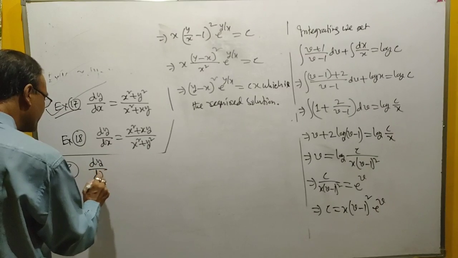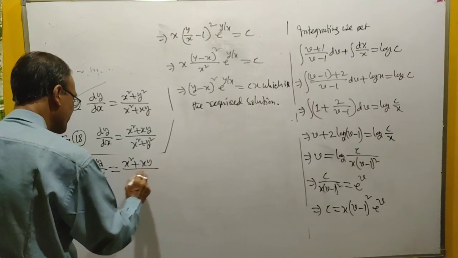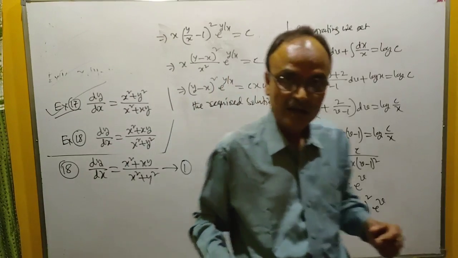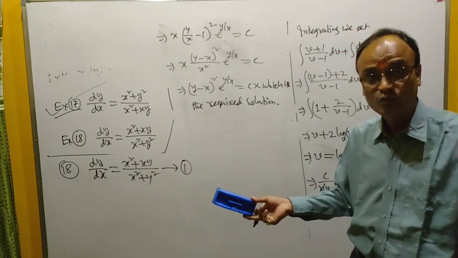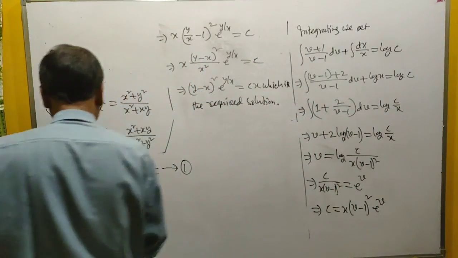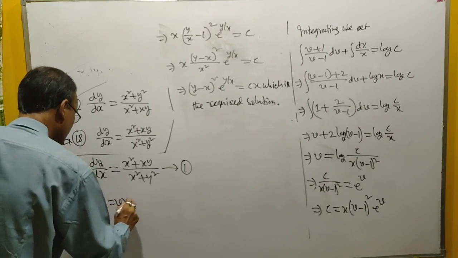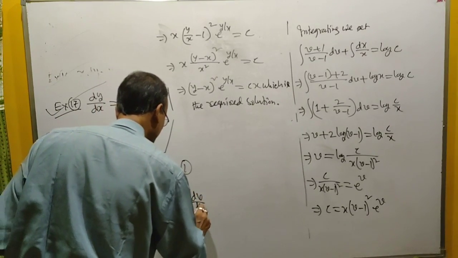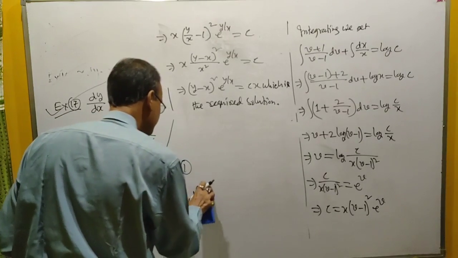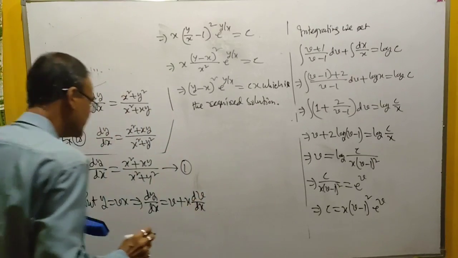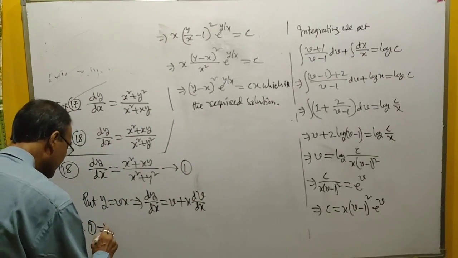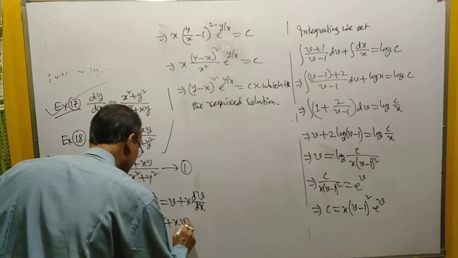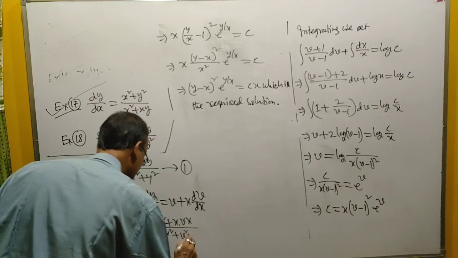dy by dx equal to (x square plus xy) divided by (x square plus y square). It is also a homogeneous differential equation. Therefore, you will have to put y equal to vx. So there, dy by dx equal to v plus x dv by dx. Therefore, from 1 you will get v plus x dv by dx equal to (x square plus x into vx) divided by (x square plus v square into x square).